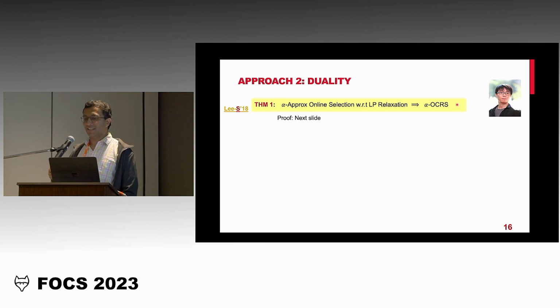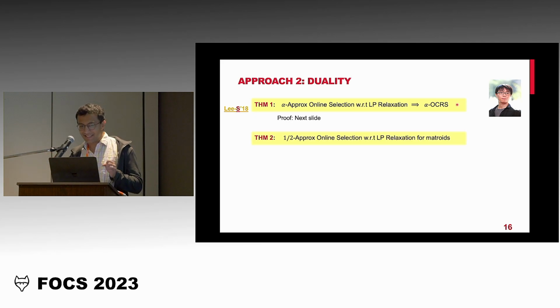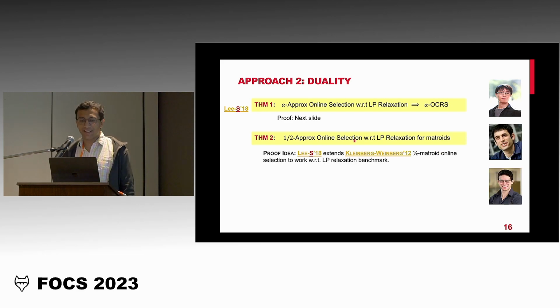And the reason why it's useful for matroids is because for matroids, the online Bayesian selection problem was solved before the half OCRS problem. So this result basically says that, for this first part, the online Bayesian selection problem, there are half approximations one can design using existing approaches.